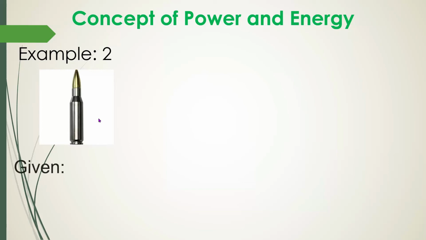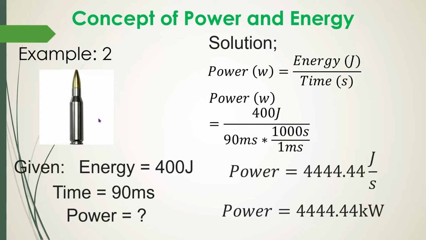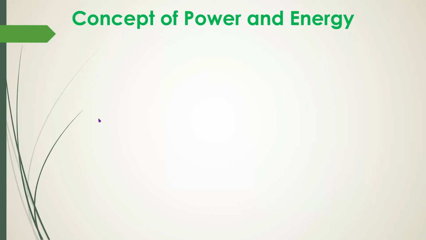Example number 3. A bullet is fired carrying 400 joules of energy at 90 millisecond time. Calculate the power of the bullet. We can calculate this by dividing 400 joules of energy by 90 milliseconds of time, which results in 4,444.44 watts of power, or 4.44 kilowatts of power. Therefore, calculator manufacturers are smart enough to use batteries to power their calculators instead of shooting bullets, but I hope to see someday a calculator powered by shooting bullets.